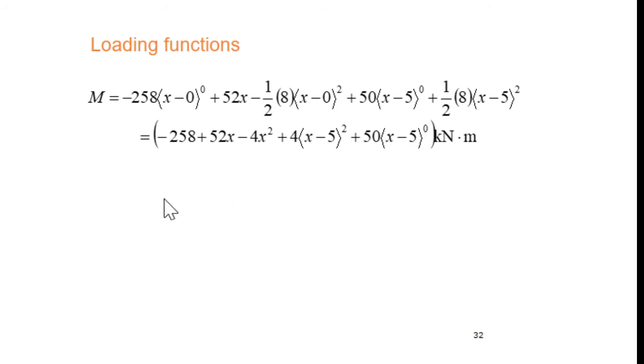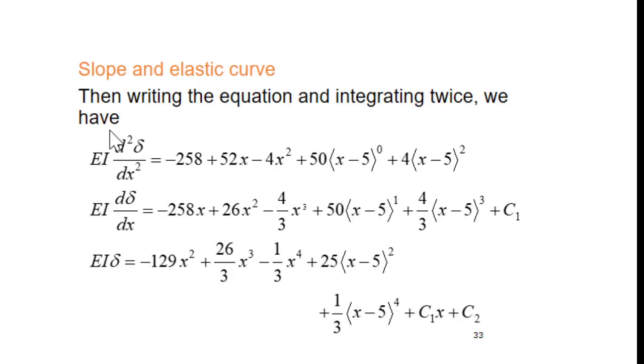That means EI d squared y divided by dx squared equals this moment. So you can write EI d squared y. Instead of y, you can write delta also. You can write y also, no problem. And this moment expression. If you integrate once, one constant of integration will come. And this is the slope expression. If you integrate twice, you will get the deflection expression. And C1 and C2 are the constants of integration.